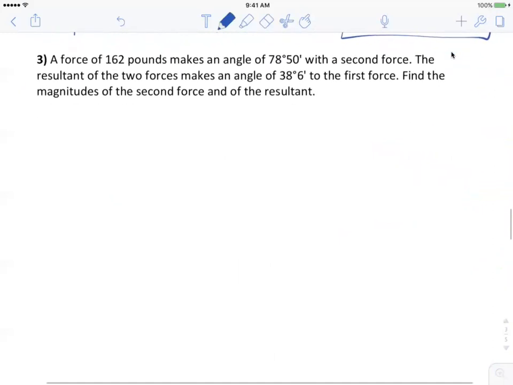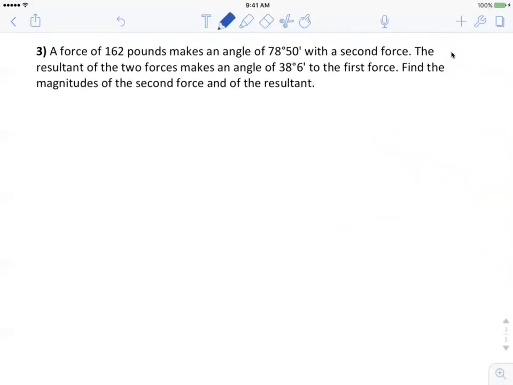How about this one? This one's a little different because it gives you only one of the magnitudes, and it gives you a couple of angles. So a force of 162. All right, let's draw that force of 162. Let's do it down like that. All right, 162 pounds makes an angle with a second force of an unknown magnitude, but we know the angle. And that angle is this angle here, 78 degrees.